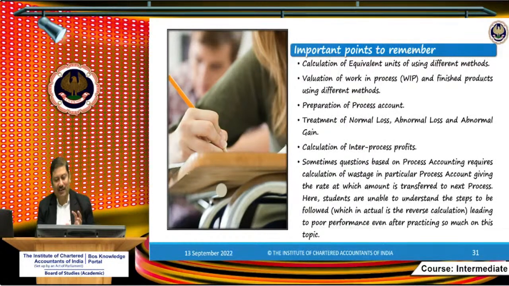In this kind of question, we have seen that the performance is so poor, where you are not able to calculate the wastage, and you are not able to calculate the equivalent unit, or you are not able to calculate the inter-process profit. So please have a good amount of practice in this kind of question, and in recent years we have seen that this kind of question has also come.